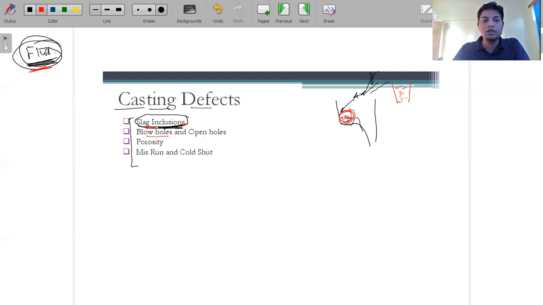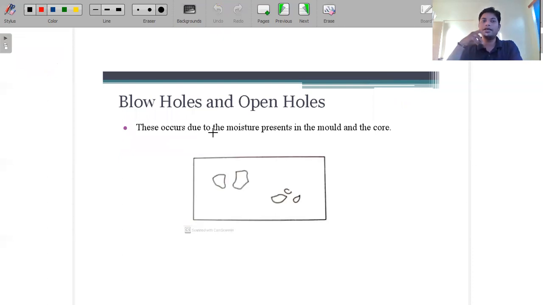Next are the blow holes and the open holes. Here we are using the molding sand, in which the molten material is filled. There is moisture in the molding sand, moisture meaning water content. Water will become steam at 100 degrees, but when a very high temperature comes in contact with it, the temperature of the molding sand increases and it will become dry.